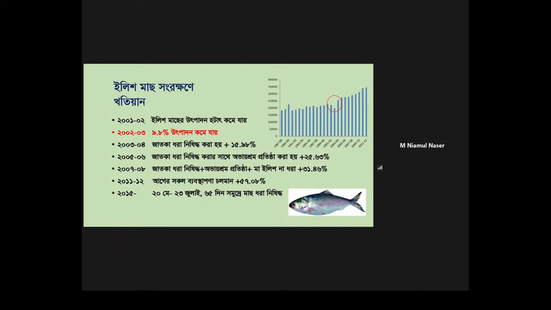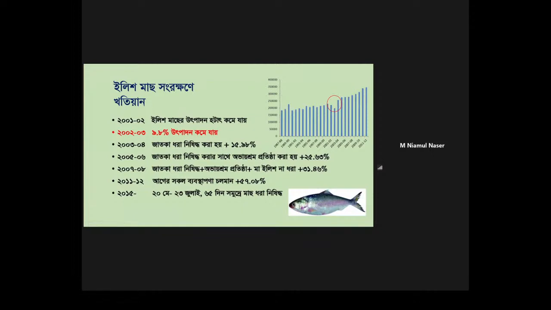How were the whole conservation issues addressed? In 2001 and 2002, as you can see here, this is the normal graph of the production of Hilsa. But in 2001-2002, there was a sudden fall of Hilsa production in Bangladesh, and in 2002-2003, it was a 2.9% production loss from the previous year. Then the government started to think about how to improve the Hilsa fishery in Bangladesh. So in 2003-2004, only the small Hilsa, the jatka, baby or juvenile Hilsa, was banned. And then about 15.98% of fish production increased over the previous year.